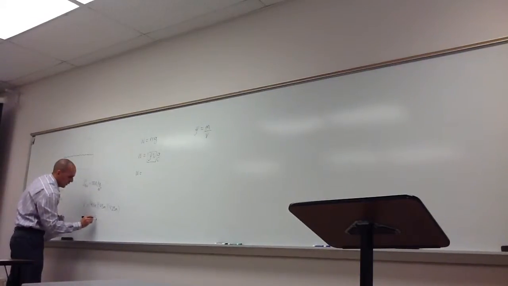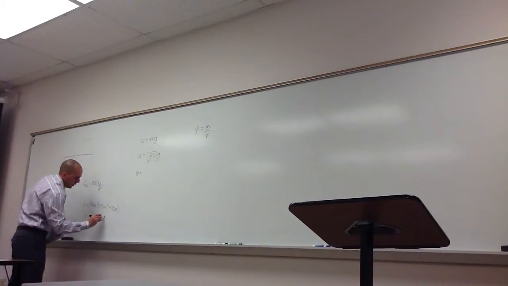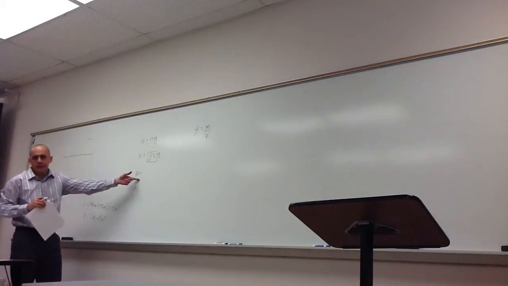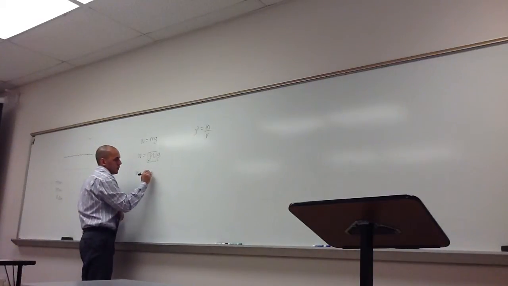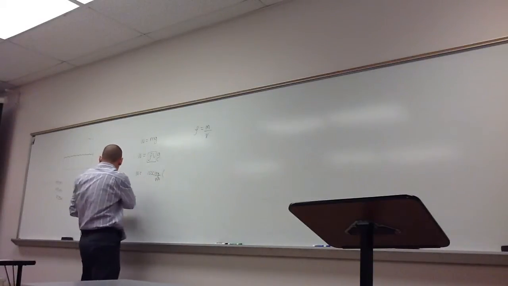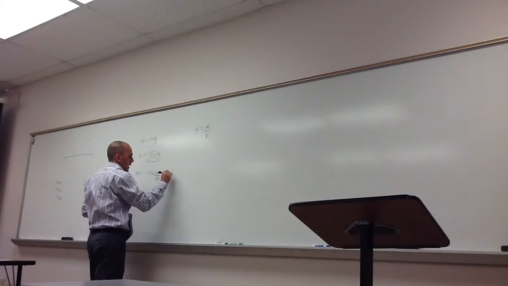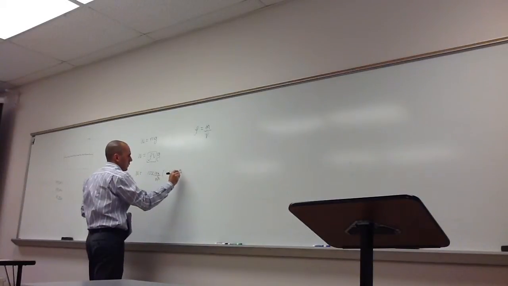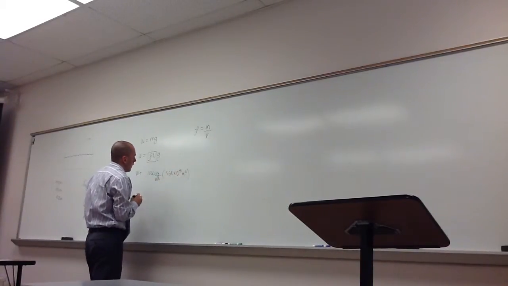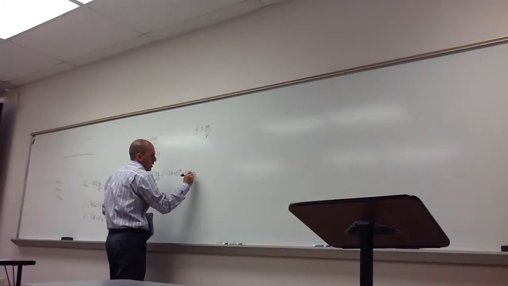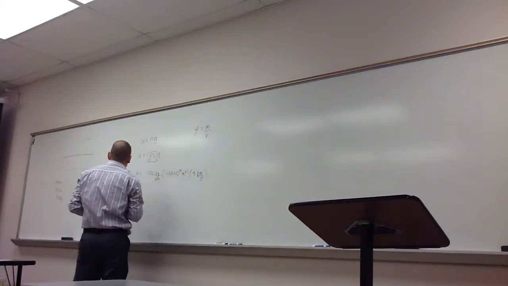1.68 times 10 to the 5th cubic meters here for the volume. So the density is 1,000 kilograms per cubic meter. The volume we just found to be 1.68 times 10 to the 5th cubic meters, and then you have g, your 9.8 meters per second squared.